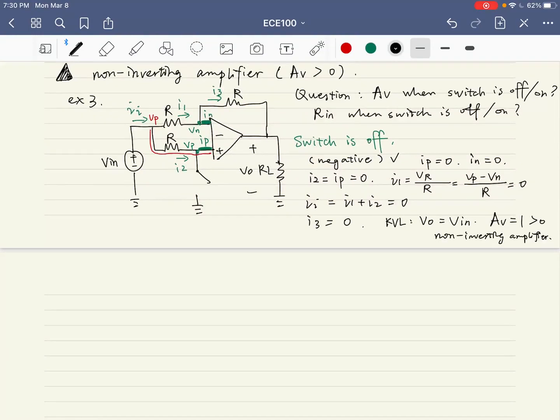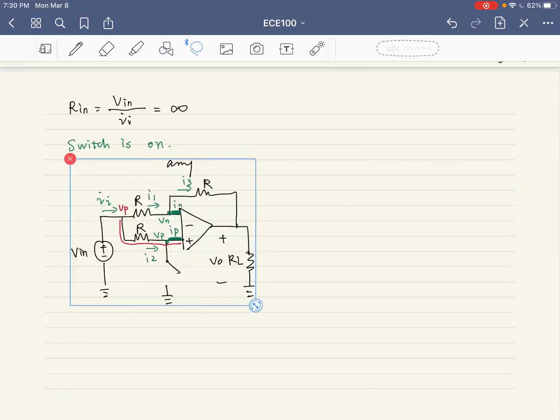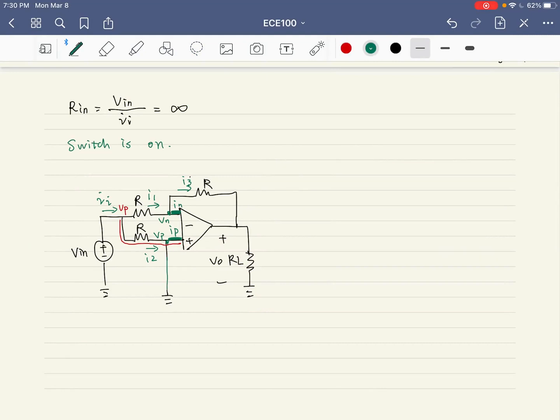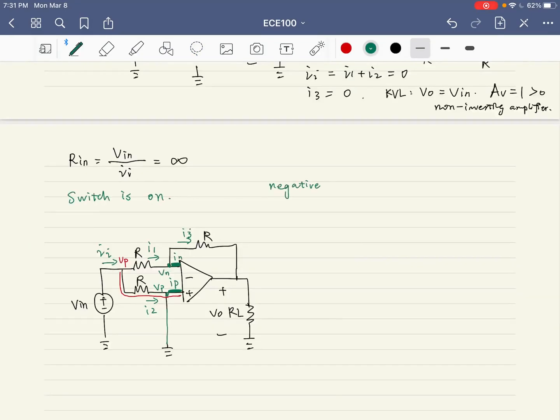How to compute the input resistance here? The input resistance should be equal to VIN over I input. Since the I input here is 0, the input resistance should be infinity. Great. Now let's consider the case that the switch is on. Let me copy the diagram. This time the switch is on and VP is connected to the ground. Negative check. Is it negative? Yeah, the feedback is still negative. It is not affected by the switch.